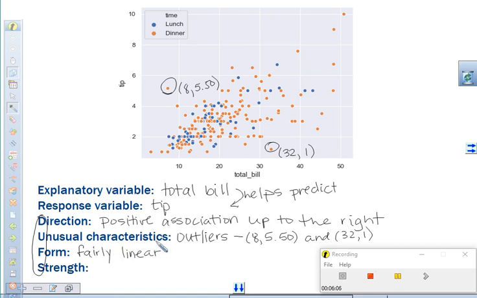And then the strength is not very strong, so this would fall into the somewhat weak category. But on an AP test, we would put these more into sentence form. I just wanted you to get an idea of how that looks all together.